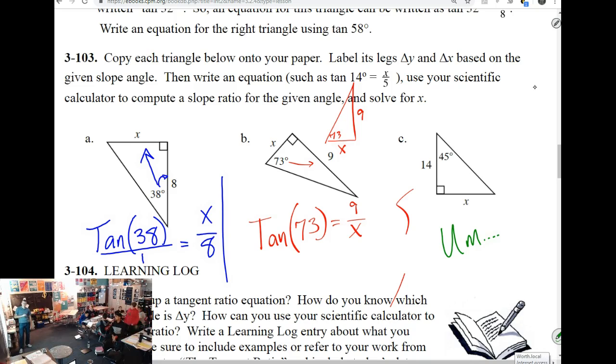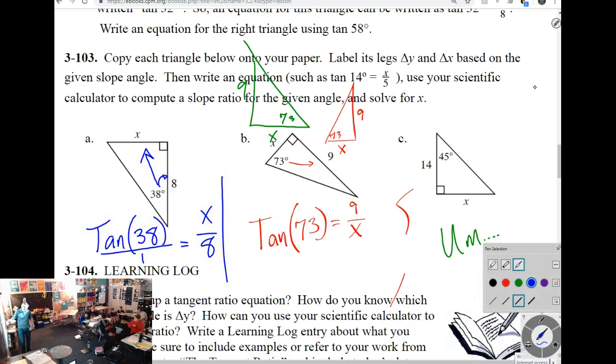No, how I did this, I think I would have to reflect, because if I just rotate, then it would be facing this direction. So you have to reflect. 73 would be down here, and then 9 and X, which still works. Or you could do the triangle angle sum and then use 17 to do it easier. That's what I did. You're already there.